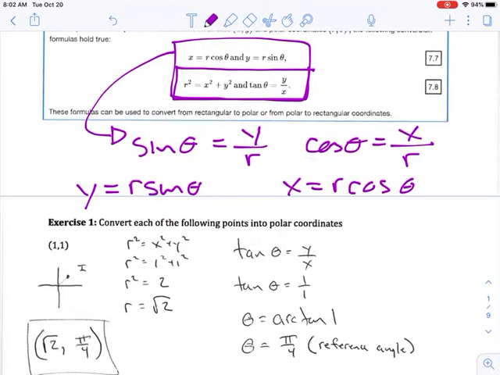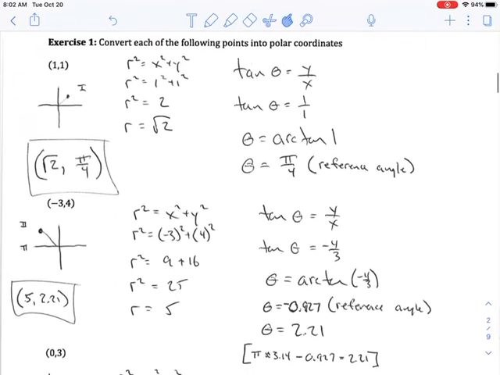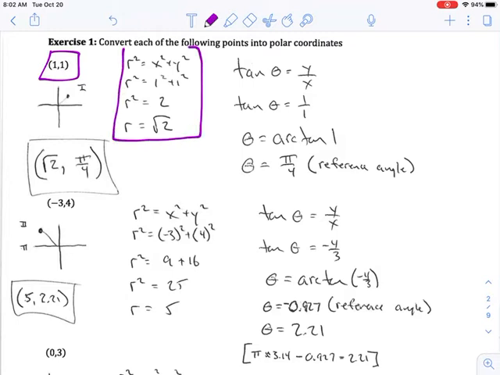All right, let's put this into some use here. In the first example, we want to convert each of the following points into polar coordinates. So start off with the point (1, 1). I like to find my r value first. And this is really pretty straightforward.